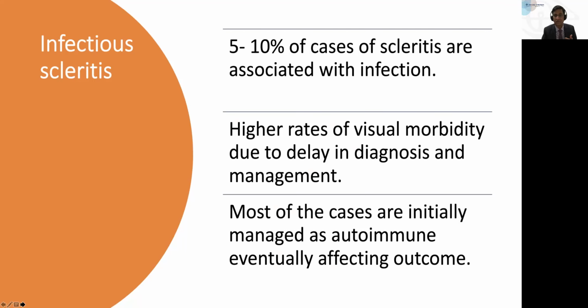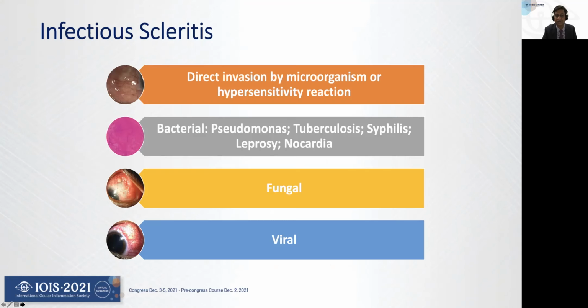About 5 to 10% of scleritis is associated with infections, which might cause visual morbidity, particularly because of delay in diagnosis and management. Most cases are initially managed as non-infective, and eventually we diagnose them as infective scleritis during the course of the disease. The cause can be direct invasion by the microorganism or a hypersensitivity reaction.